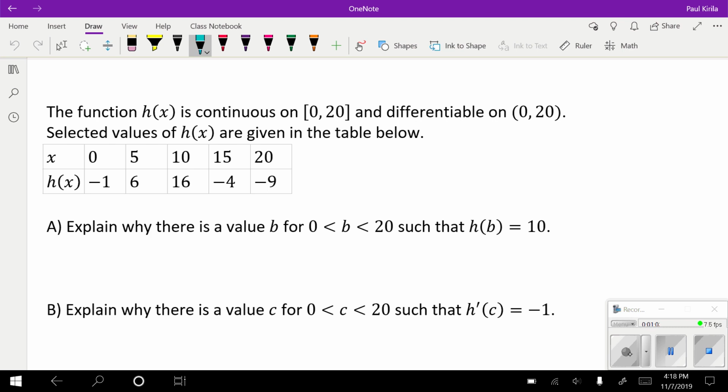Some things that help me decide whether I should be using the intermediate value theorem or the mean value theorem are what they are asking me values about. So here we're being asked about the function, whereas here we're being asked about the derivative.